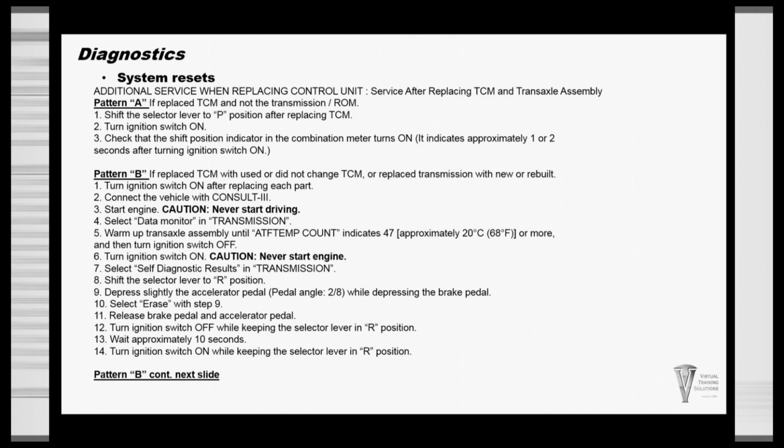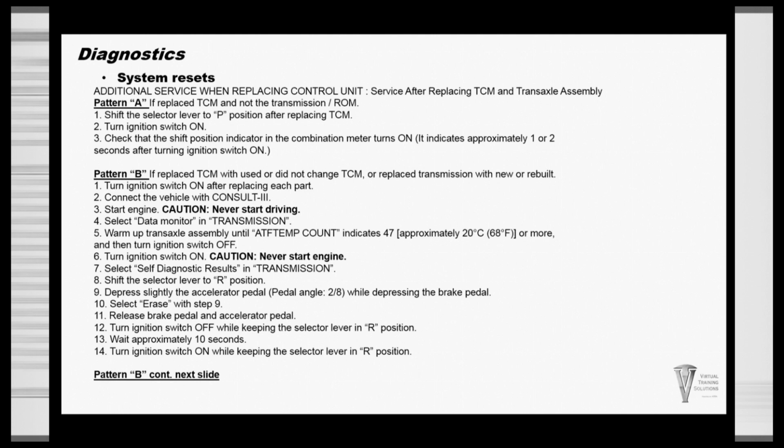It wants you to move the shift selector to the reverse position. Slightly depress the accelerator pedal to where on the accelerator pedal it shows 2 of 8, so roughly a quarter throttle. While depressing the brake pedal, select erase. So you have your gas at a quarter throttle, you have your foot on the brake, engine's off during all this, and then they want you to erase it. Select erase.